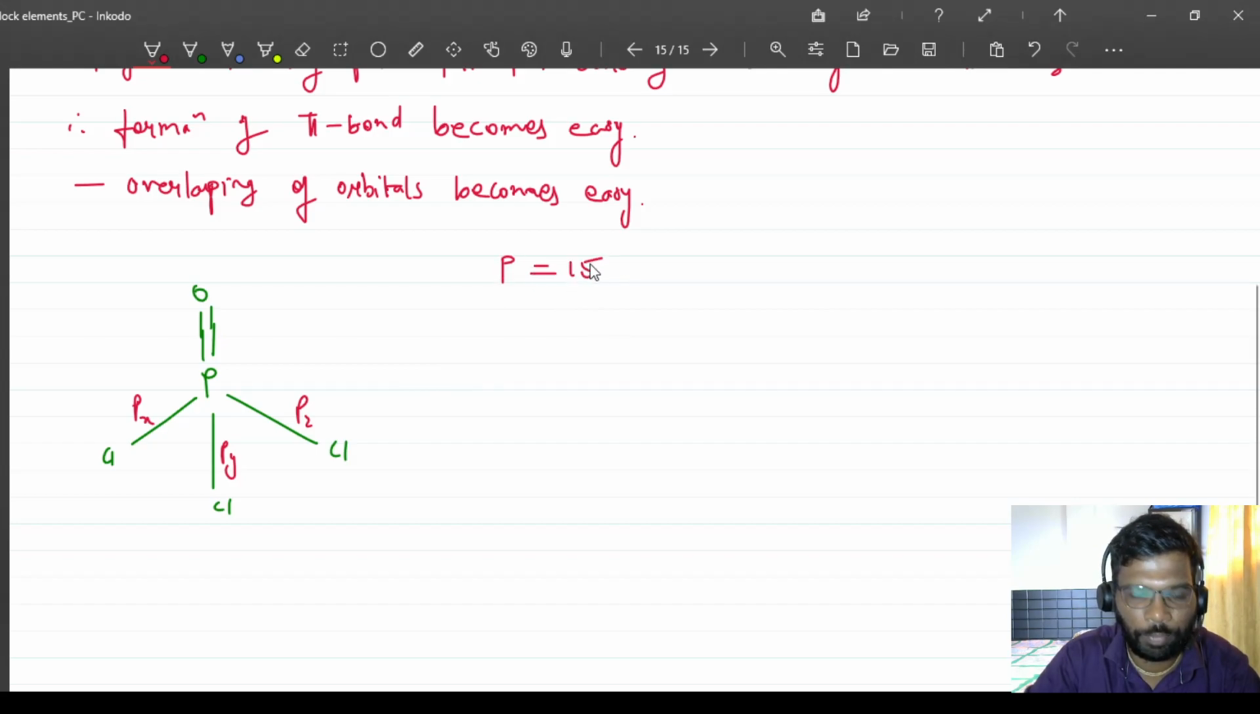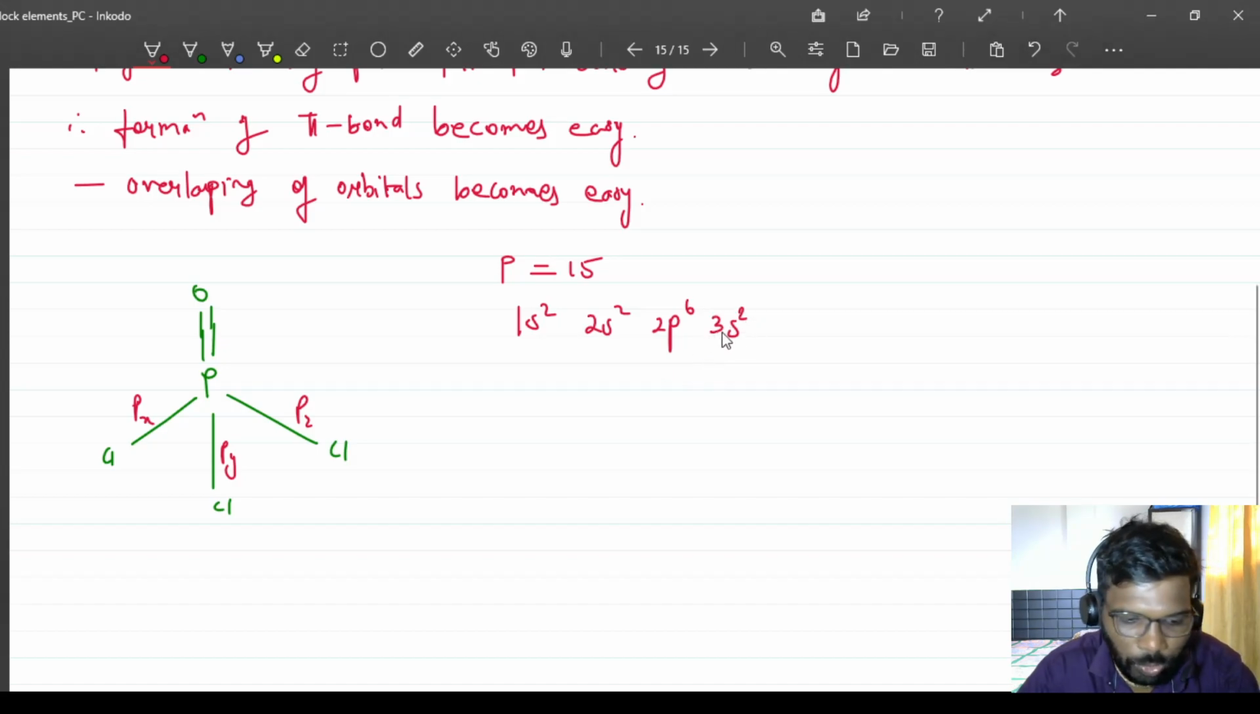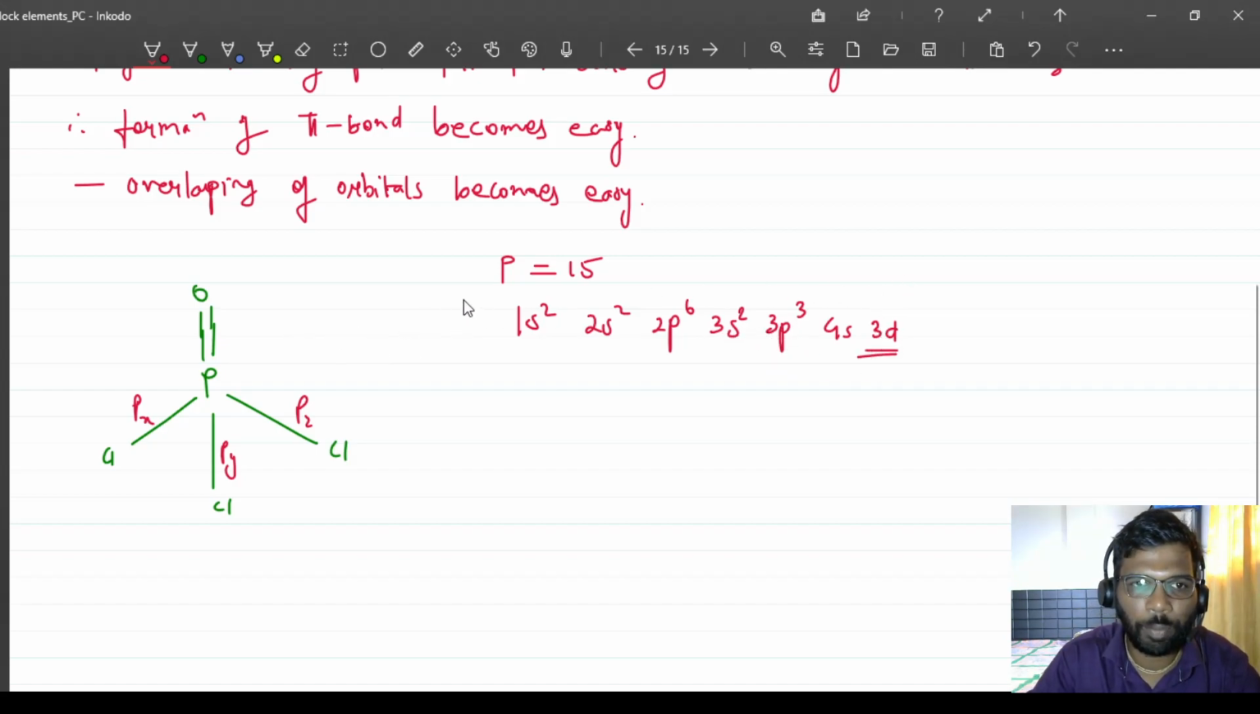If you want to write the phosphorus electronic configuration, the atomic number is 15, so it is 1s2, 2s2, 2p6, 3s2, 3p3. This is the third shell. If you go ahead, 4s and after that 3d. So there is a presence of a d orbital in the third shell, so there is a formation of a p pi d pi bond. Remember this.